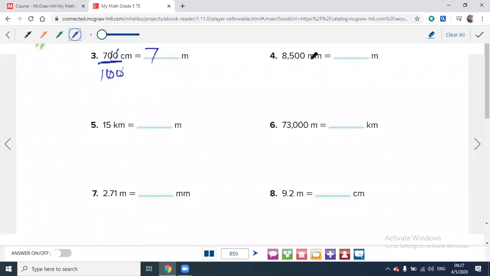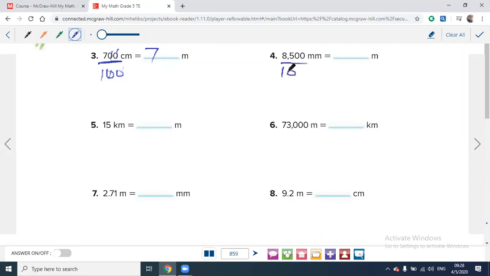Number 4, 8,500 millimeter equals how many meters? So I have to convert from milli to meter, from small to large. I have to divide. Divide by what? No, 1,000, Fawzan. Millimeter and meter. 1 meter equal 1,000 millimeter. So I have to divide this by 1,000.